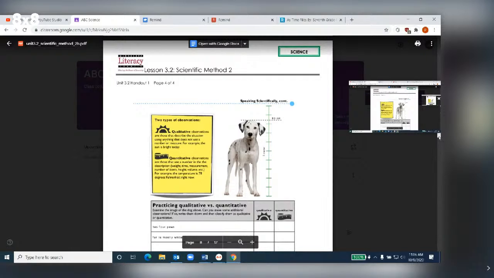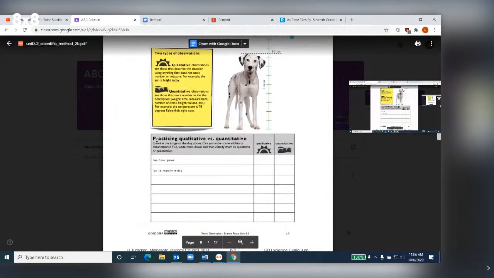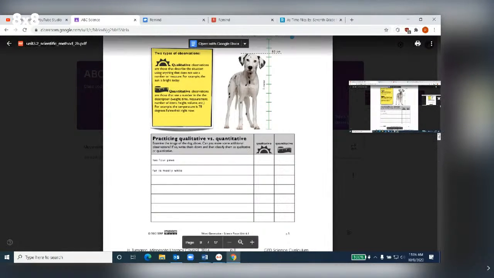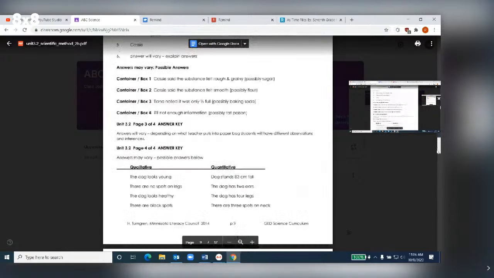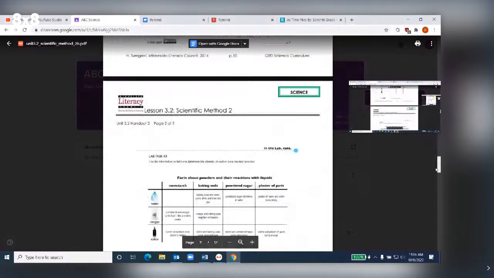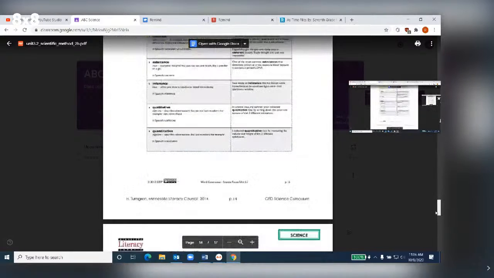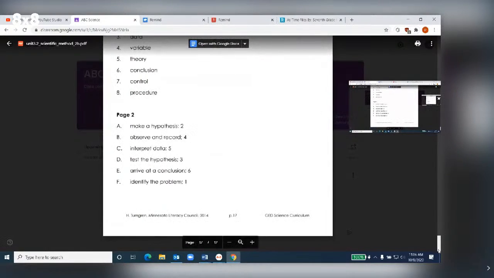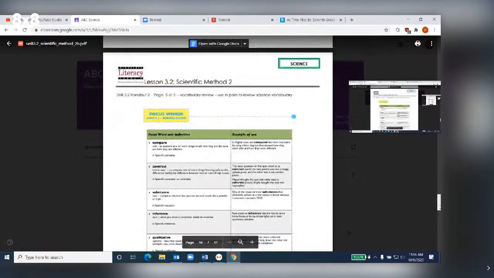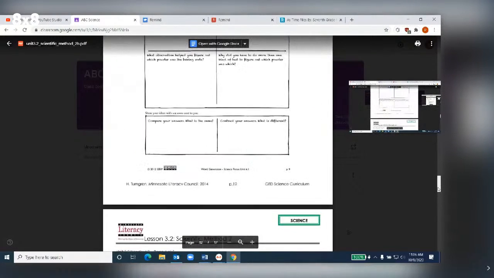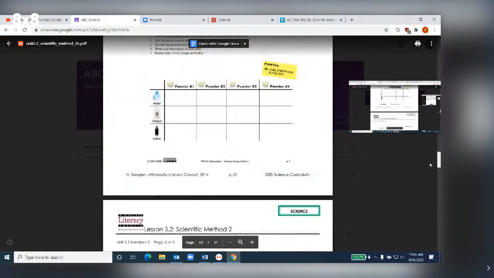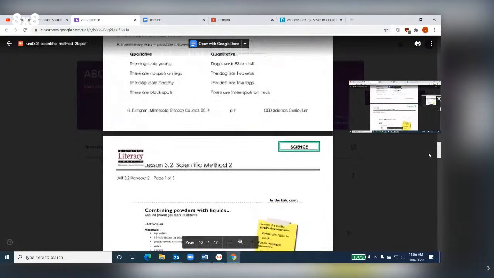So let's look at this chart right here. So it says practicing qualitative versus quantitative. And I'm going to go down to, let me see where those answers are here. Did I go by the answers? Okay.